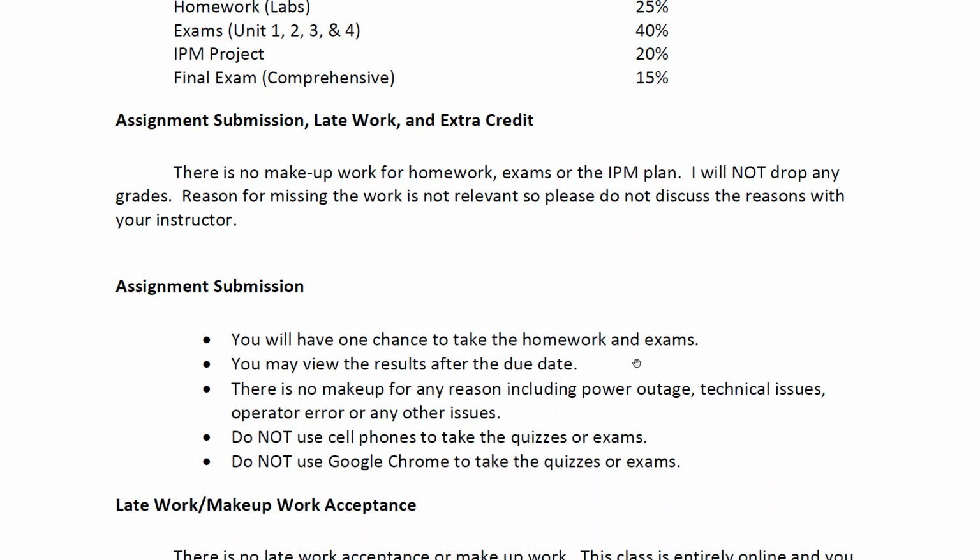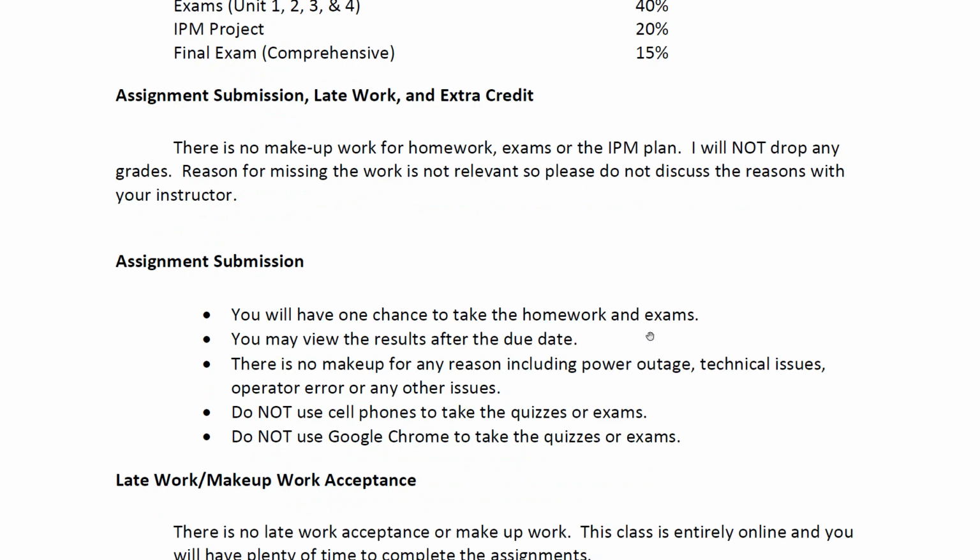Assignment submission, you will have 1 chance to take the exams. You actually have 2 chances to take the homework. So if you didn't like your homework grade, you can go back and redo it. Study what you missed, and go back in your chapters and go back through the lectures and take that again. But exams is a one-shot deal. You may view the results after the due date.